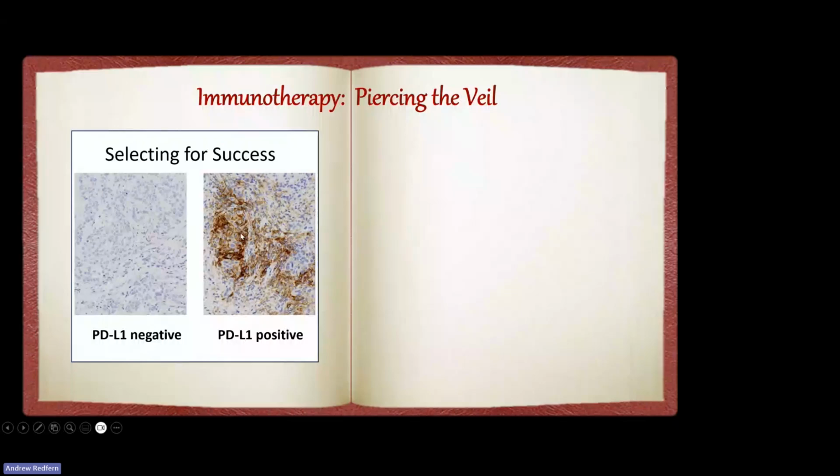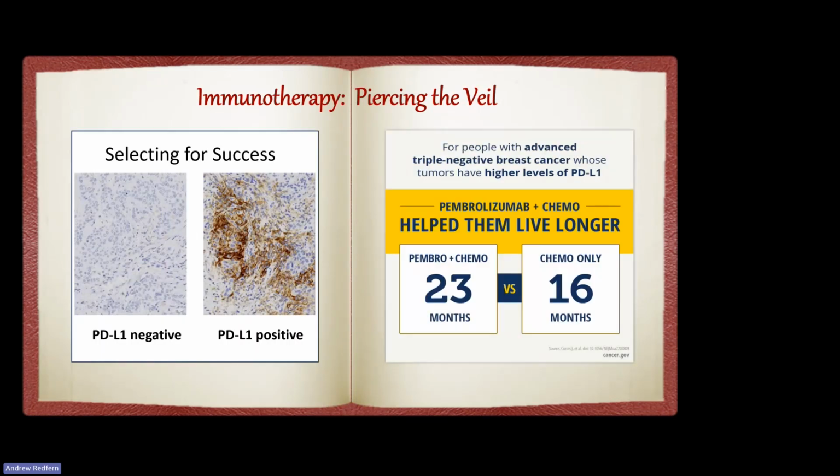And if it's present, it means that that system may be blocking immune cells from doing their work. And if you're PDL1 positive, then immunotherapy may be for you. For people with advanced triple negative breast cancer, we now have a drug called pembrolizumab, which is added to chemotherapy if they have this brown stuff present in their tumor. This has added 8 months to survival for triple negative breast cancer, and we're now starting to move past 2 years with triple negative breast cancer.